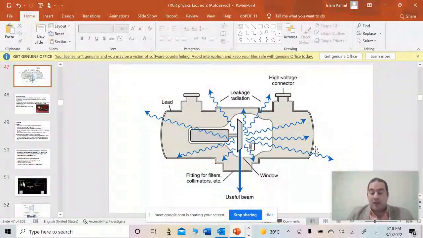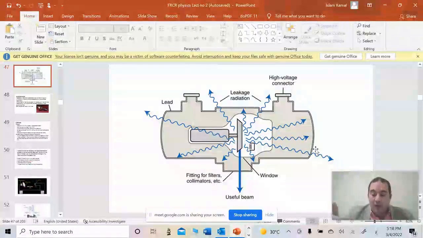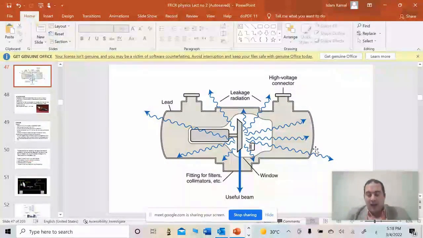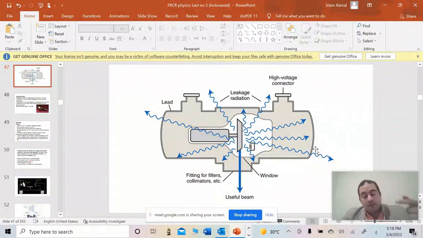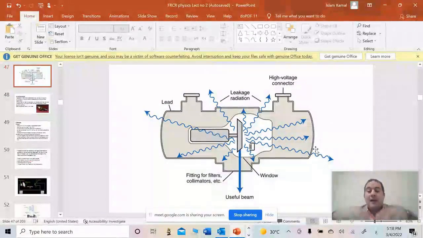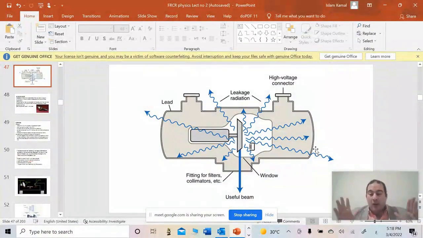The number of electrons that move from the cathode to the anode is what I call the tube current. The increase in tube current is related to the increase in filament voltage and filament current. An increase in filament voltage and an increase in filament current will lead to an increase in the number of electrons. So, what drives the electrons? The voltage difference that drives the electrons from the cathode to the anode.